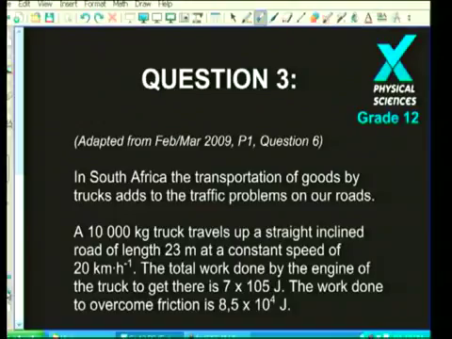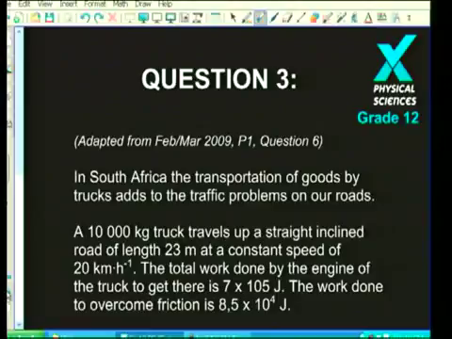Welcome back, grade 12s, and now we're going to tackle another question, still dealing with work energy and power. I like this question because now we add a little twist to the net work equation. This is from the February-March 2009 paper. Okay, it's question 6. It's really, really nice.